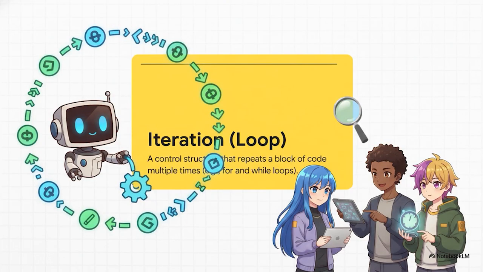So, what if we want our program to do something over and over and over again? Well, that's where iteration comes in. We usually just call them loops. This is what makes computers so incredibly powerful. They can do the same boring, repetitive task millions of times and never get tired or make a mistake.